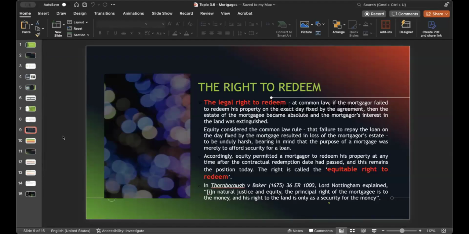Right. So this is just some more details on the right to redeem. If the mortgagor failed to redeem his property on the exact day fixed by the agreement, then the estate of the mortgagee became absolute and the mortgagor's interest in the land was extinguished. So what this is really saying in layman's terms is that if the owner of the property, the owner with interest in the property, fails to pay on the agreed date, then the mortgagee will of course own the property. That's it. It's no longer your house, it's no longer your car, it's no longer whatever property you mortgaged, right?